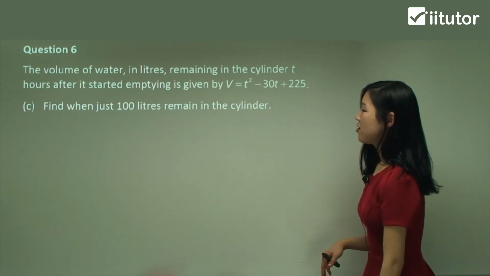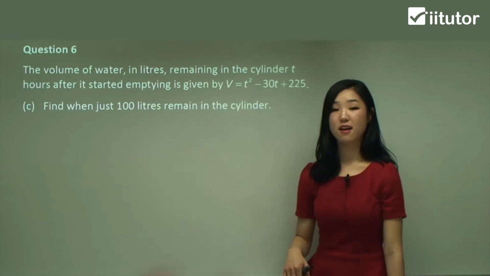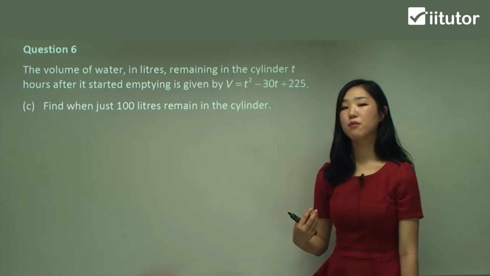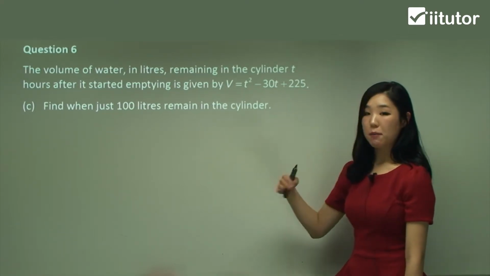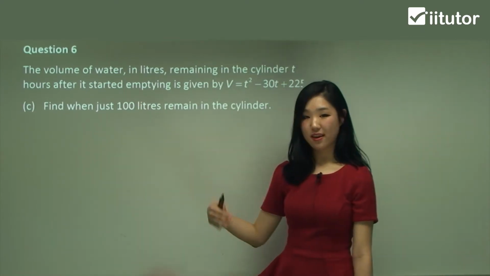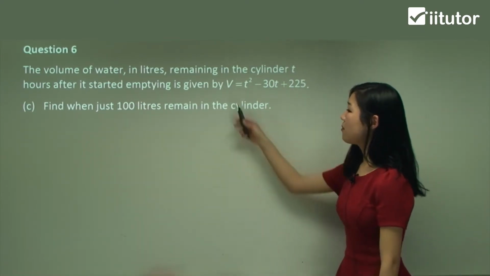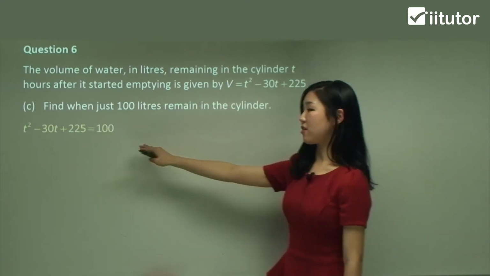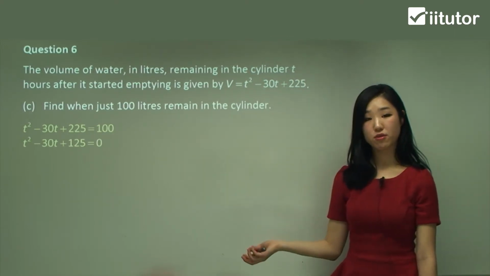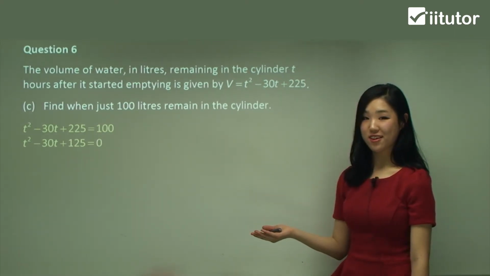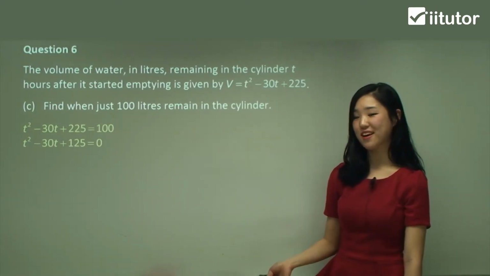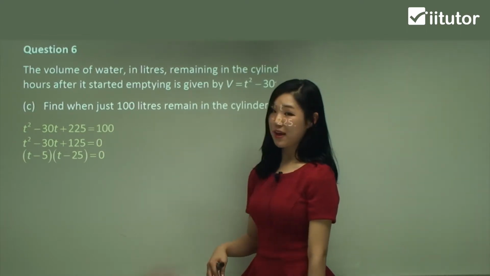Part C: find when just 100 litres remain in the cylinder. This is pretty much the same as the previous question, but this time I want to find the time in hours it takes to have only 100 litres remaining. So this time, let V be 100. That's all you need to do. Then move 100 over to the other side to make the equation equal to 0. Again, it's your usual quadratic equation. Find the factors of 125. You should be able to do the factorization by yourself. That's what I've got, so just check with me.